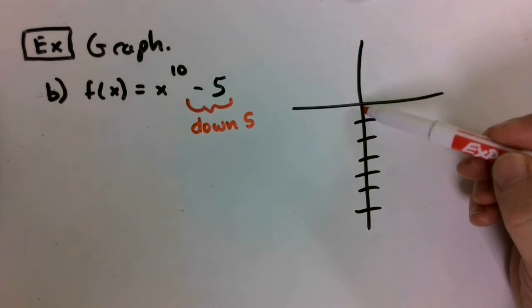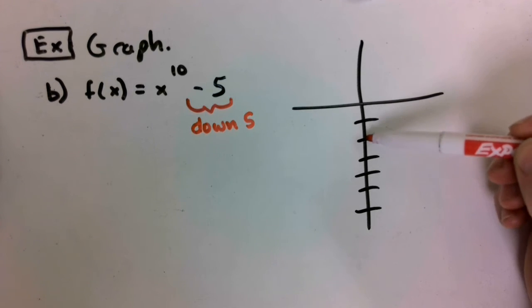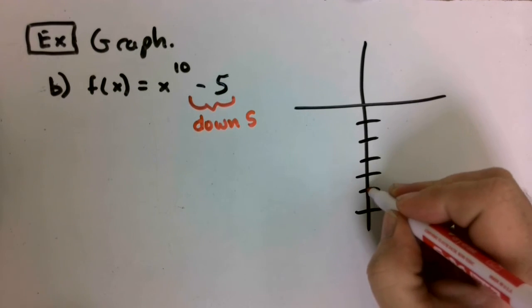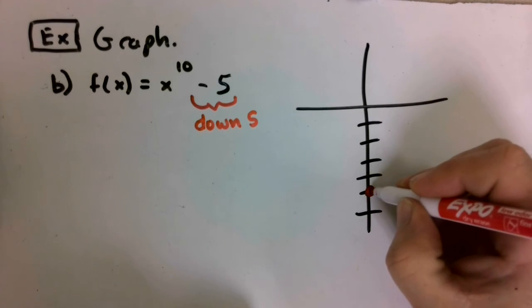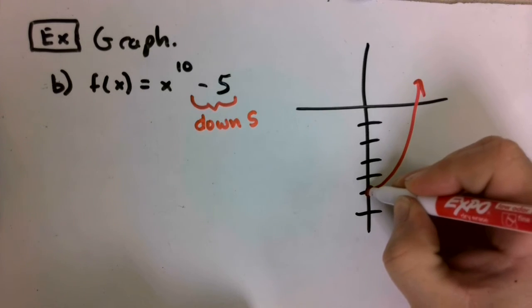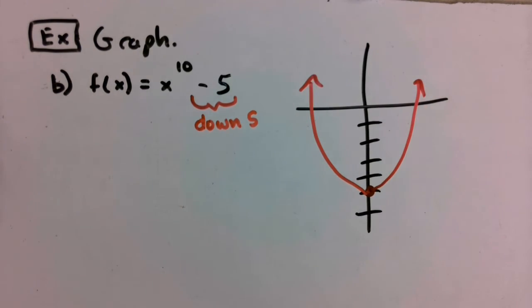Start at 0, 0, because that's where the parent function has its vertex. Recognize that we need to slide that graph down 5 units. That will give us our new vertex. And then from there, it will have the characteristics of x raised to an even power, which is a U-shaped graph.